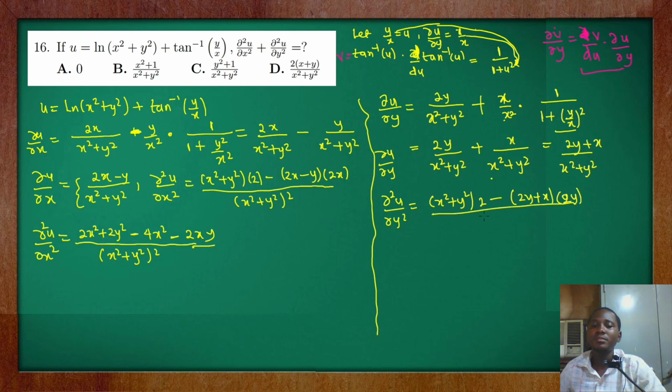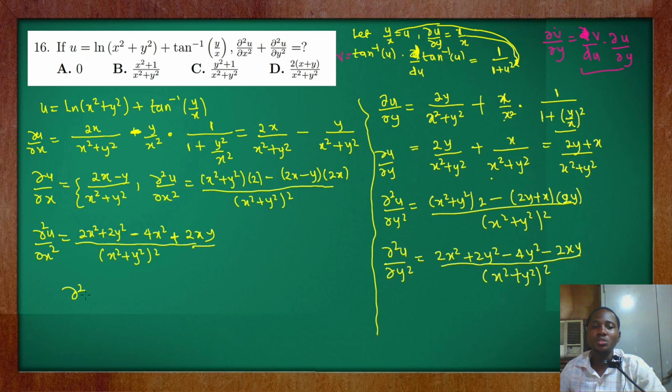Then over x squared plus y squared all square. So that means I will have this to be 2x squared, then this to be plus 2y squared, then minus 4y squared, then this to be, now this should be plus, because minus times minus should give me plus. Sorry, this should be plus. Then this should be minus 2xy, then all divided by x squared plus y squared all square.